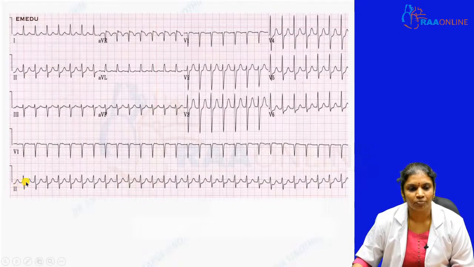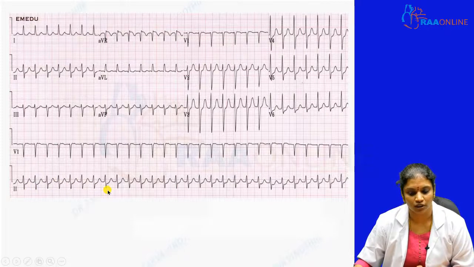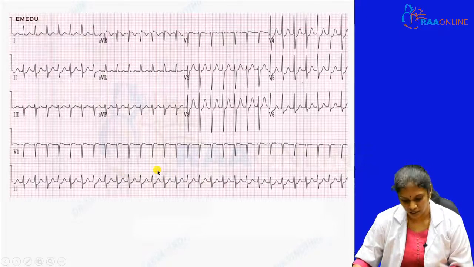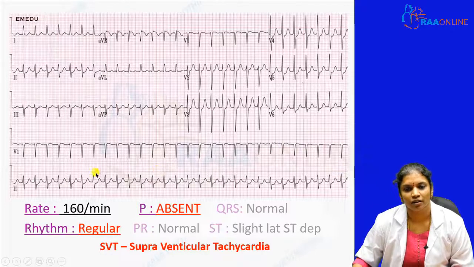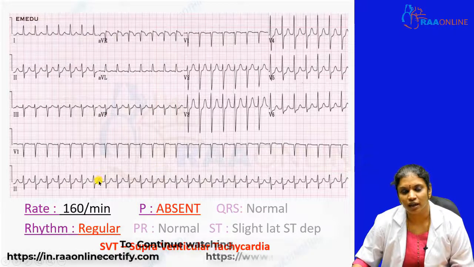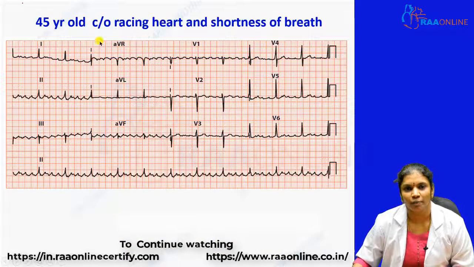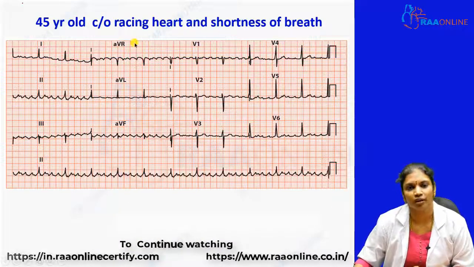Coming to this ECG, what we see here, we can see there is tachycardia. The QRS complexes are evenly spaced, but what about the P waves? We don't find any P waves here. The P waves are actually buried under this QRS complex and the T waves. So this cannot be termed as an atrial fibrillation because we don't find P wave, because the rhythm here is actually regular. This is supraventricular tachycardia. The P waves are actually buried under the later part of the QRS complex and the T waves. Here we have a 45-year-old patient who is complaining of shortness of breath and a racing heart.